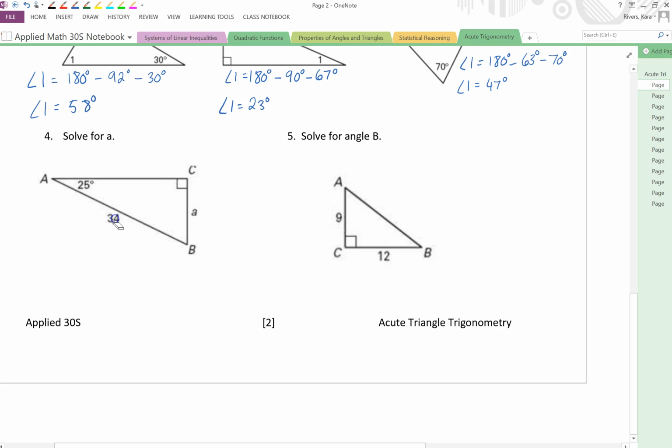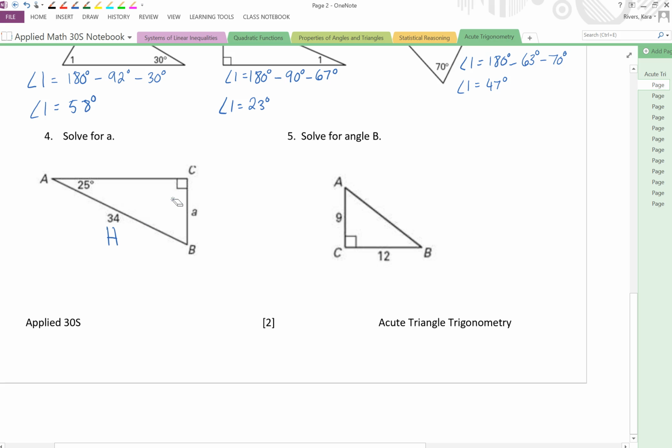Now in order to figure out which one I need to use, I need to be able to label my triangle. The easiest side to label is your hypotenuse. And the reason why I say that is because we know it's always directly across from the 90-degree angle. I'm going to label that one first.